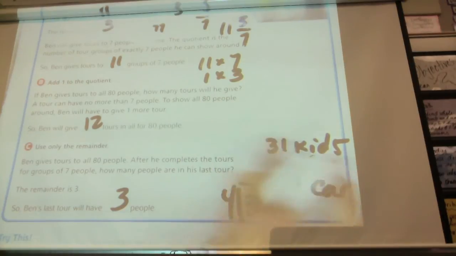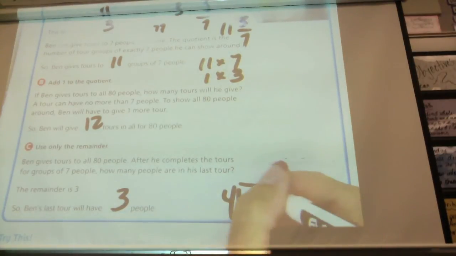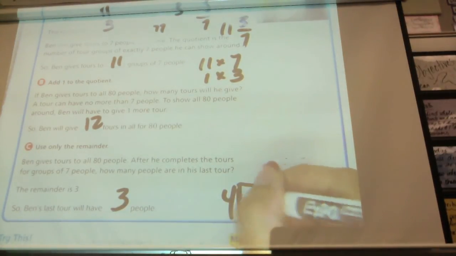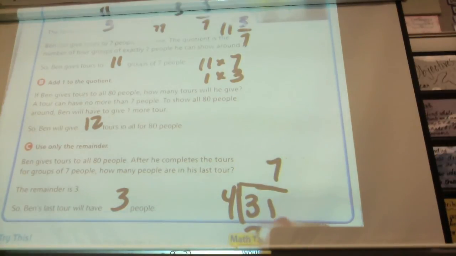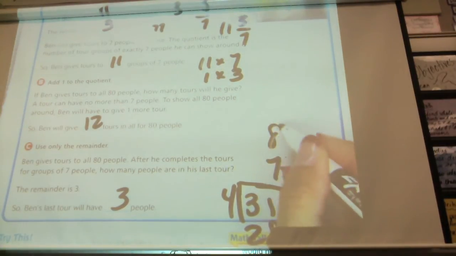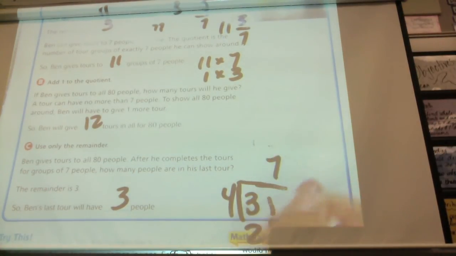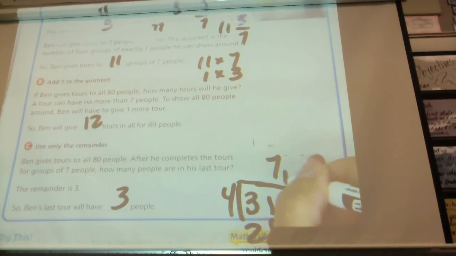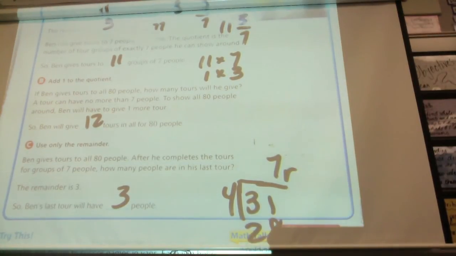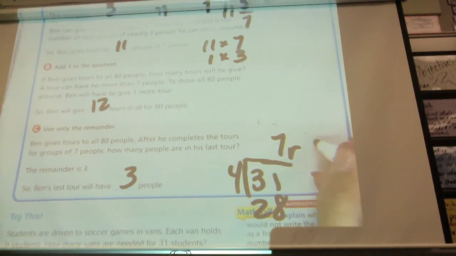So, I'm going to move this so it's out of our way. 31 divided by 4 is 7. 7 times 4 is 28. If I do 8 here, 8 times 4 is 32. That's too high. So you can't go that high. So 7 times 4 is 28. What's my remainder? 3.